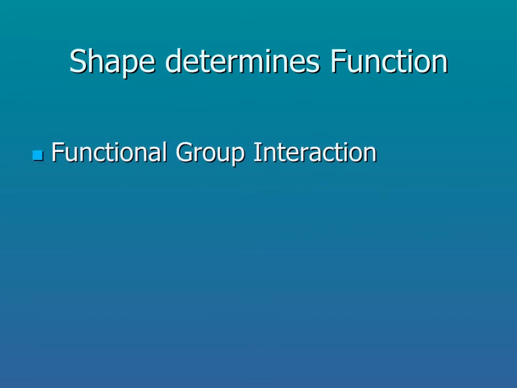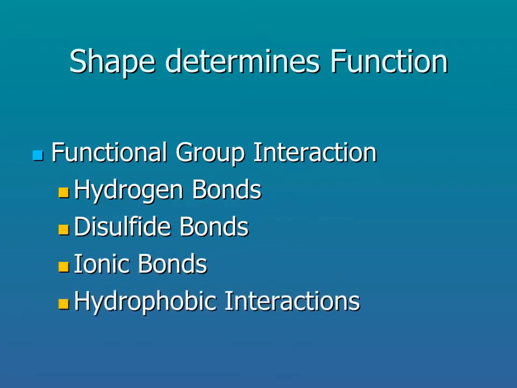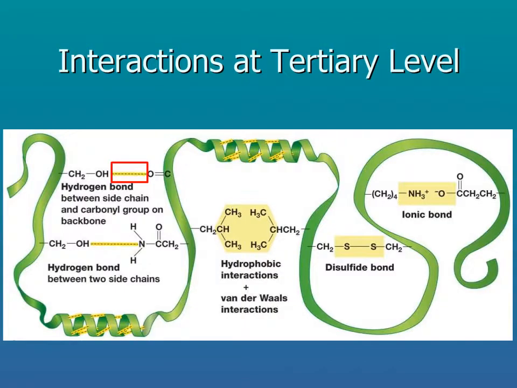The different interactions between the functional groups include hydrogen bonds other than those at the secondary level, disulfide bonds, ionic bonds, and hydrophobic interactions. In this tertiary structure, we can find hydrogen bonds between a carbonyl group of an amino acid and the side chain of another amino acid, a hydrogen bond between 2 side chains, some hydrophobic or nonpolar side chains that are clustering together as they are excluded from the surrounding water, a disulfide bond between 2 cysteine side chains, and an ionic bond between 2 side chains that have ionized.